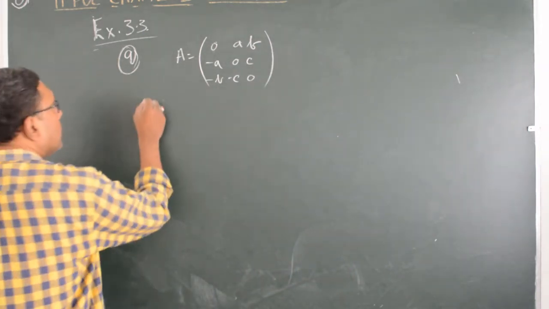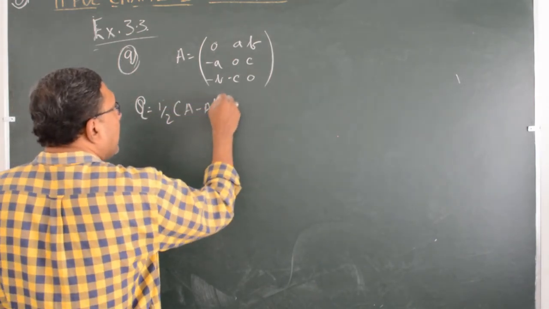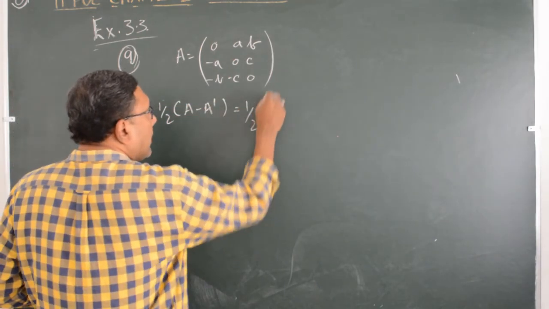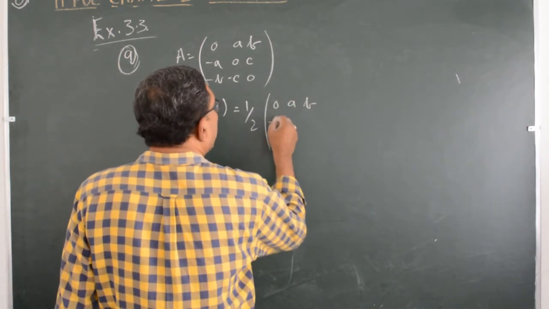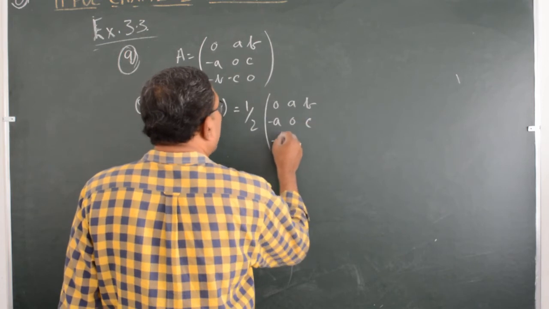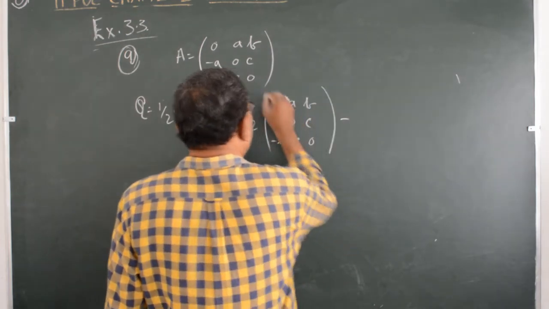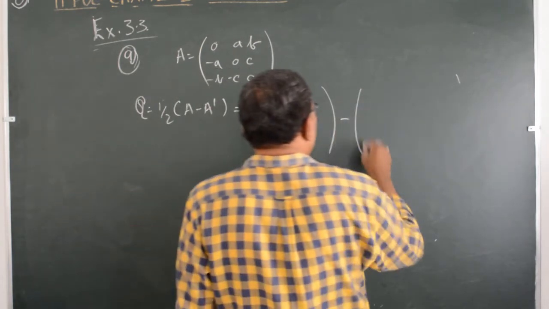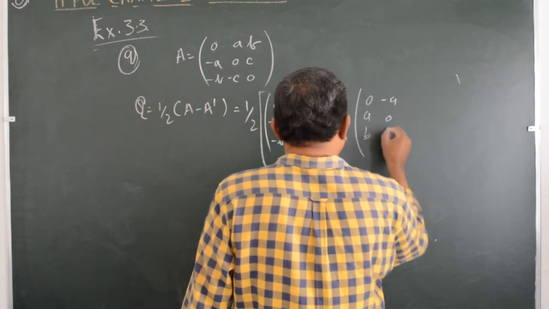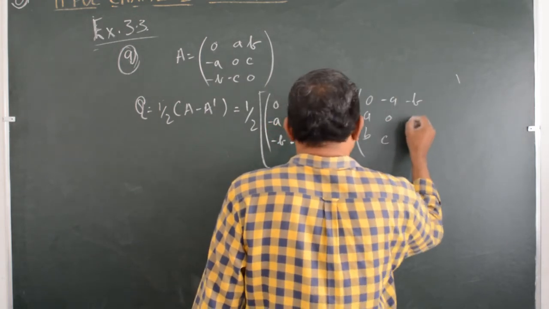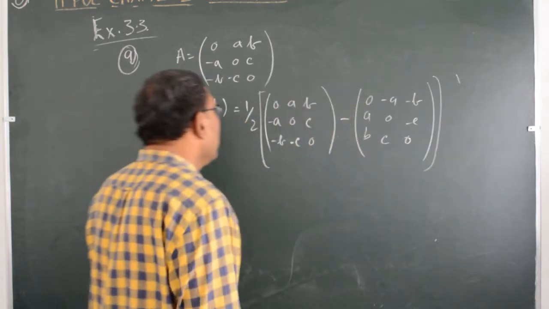So, Q is equal to half of A minus A transpose. Half I will keep outside: the matrix 0 a b, minus a 0 c, minus b minus c 0, minus its transpose: 0 a b, minus a 0 c, minus b minus c 0. Okay, let's find what we get.